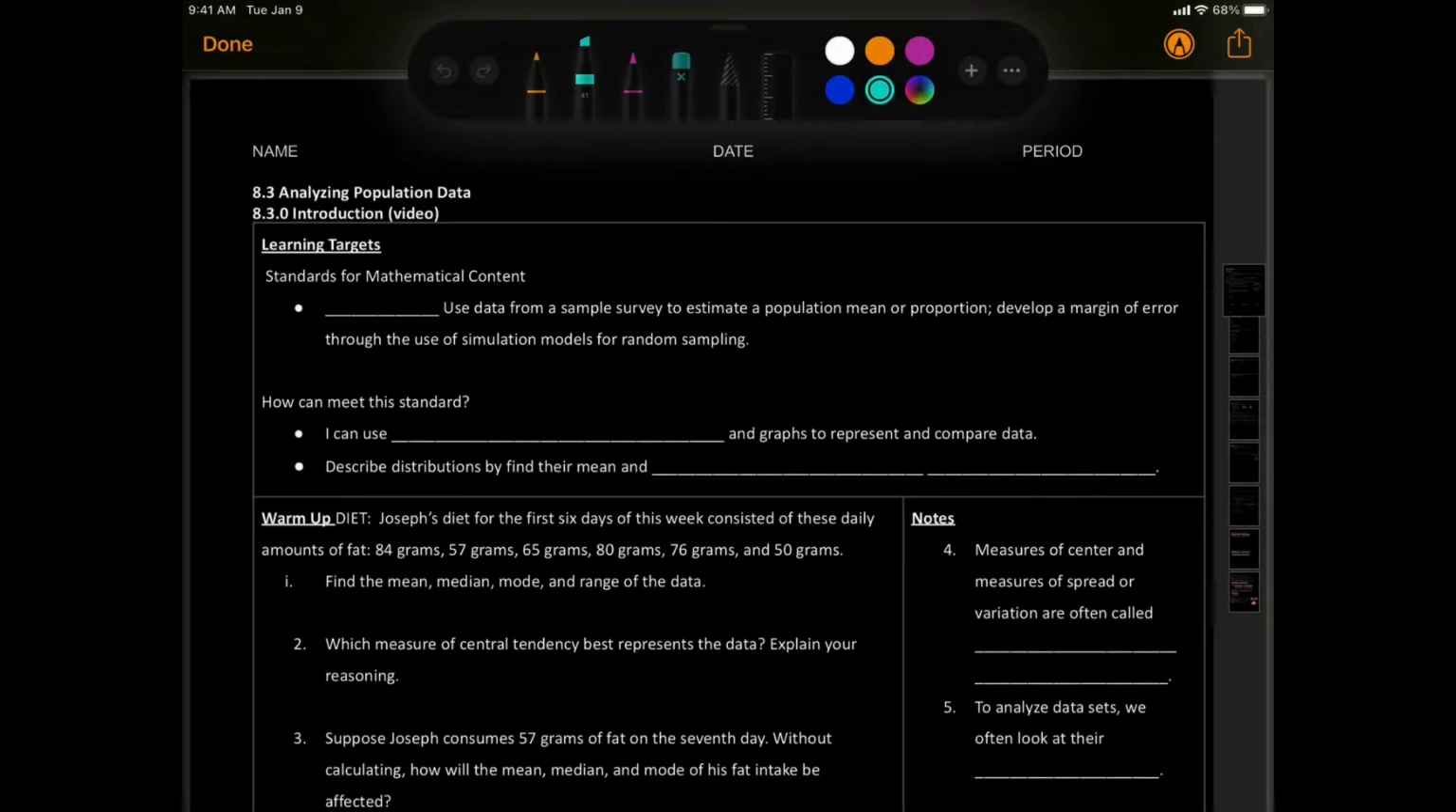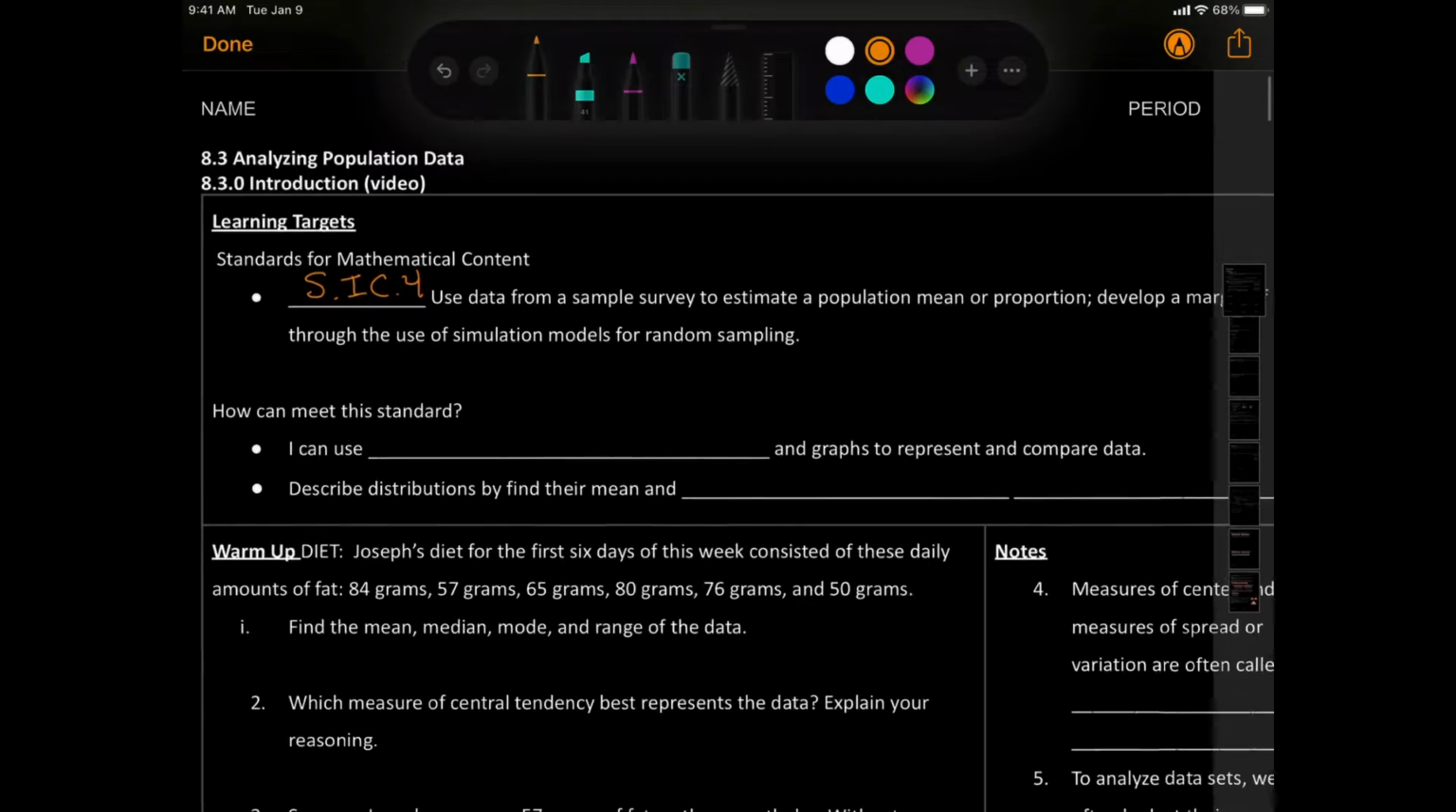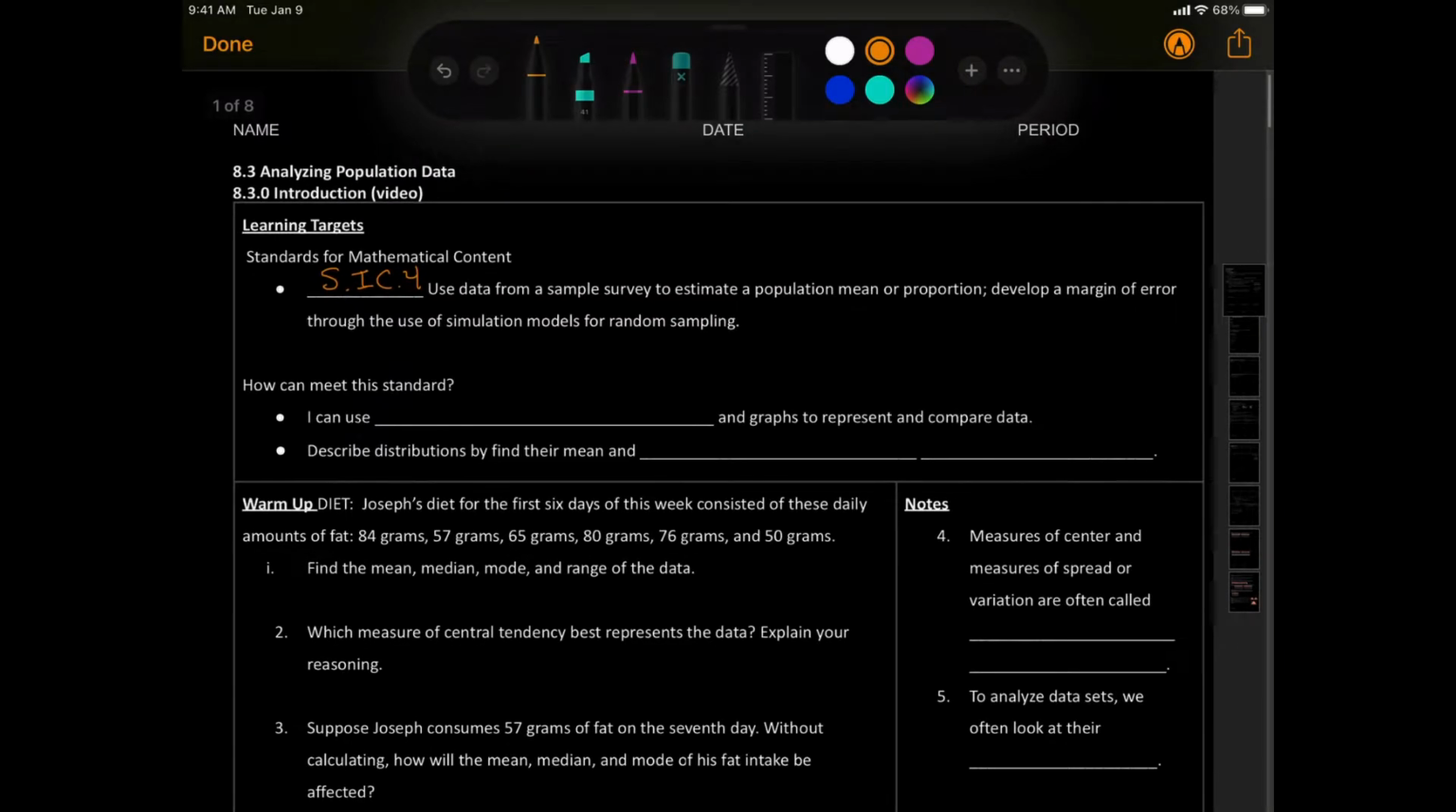Our learning target: we have these standards of mathematical practice, and you can just put in here an S. S for statistics, I is the inference, and C is conclusion, and this is the standard. Use data from a sample survey to estimate a population mean or proportion. Develop a margin of error through use of simulation models for random sampling. So we're going to talk about a population.